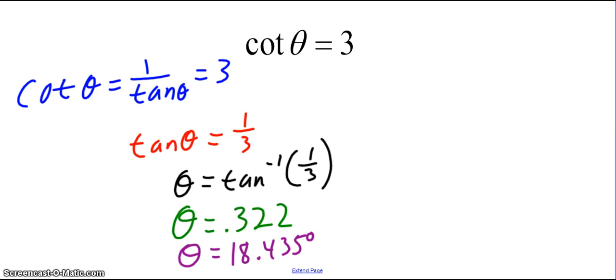For cotangent, well again, cotangent is not a button on our calculator, so how do we deal with that? Well, I know that the cotangent of theta is 1 over the tangent of theta, but I also know in this case the cotangent of theta is 3. So if I look at this equation and I solve it, tangent of theta is 1 over 3. Therefore, theta is the tangent inverse of 1 over 3. In radians, then theta is 0.322. And in degrees, theta is 18.435 degrees.